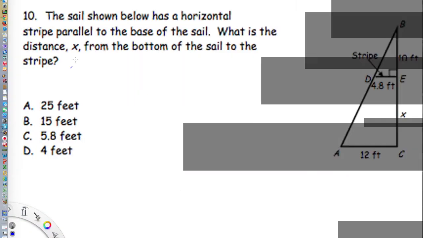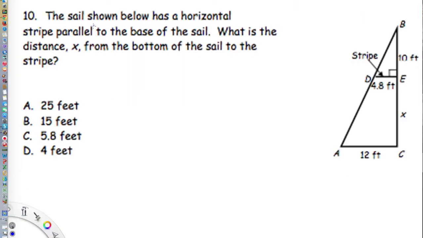Several problems in one. Okay, the sail shown below has a horizontal stripe parallel to the base of the sail. Okay, so that's the stripe right there. What is the distance X? Okay, that's this guy right here. What's the distance X from the bottom of the sail to the stripe? So from here to here, X. We want to figure that out.